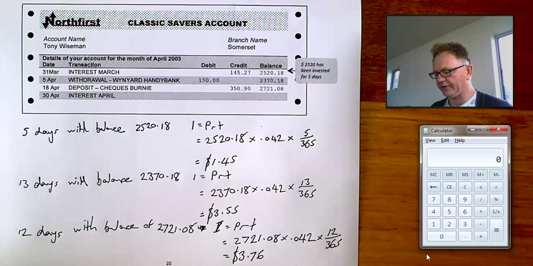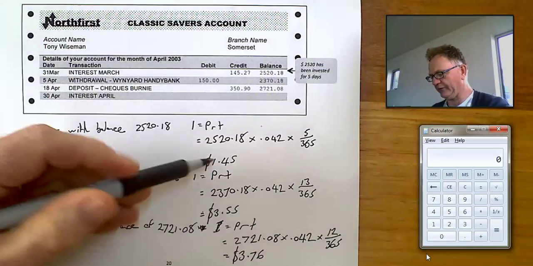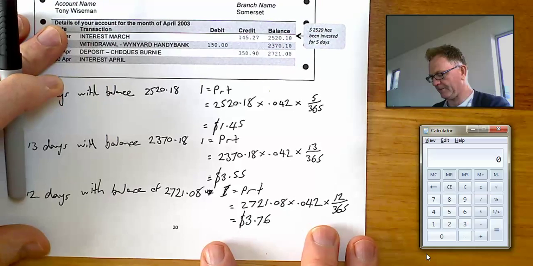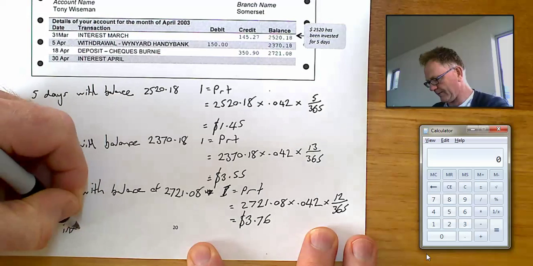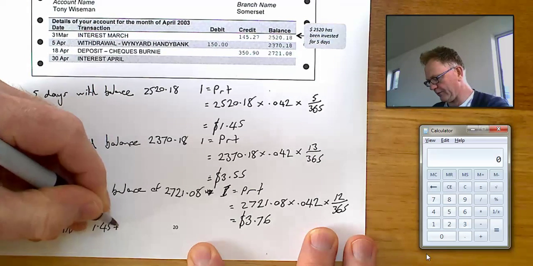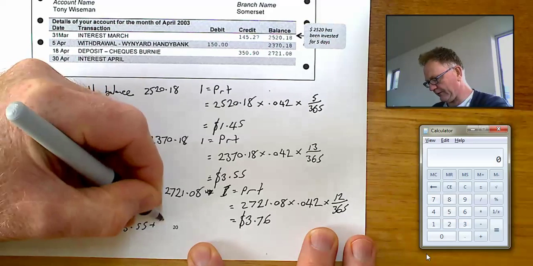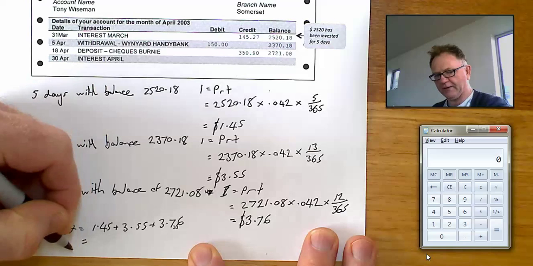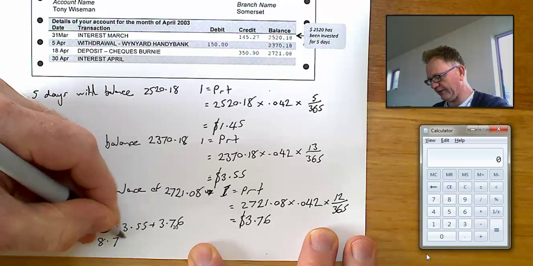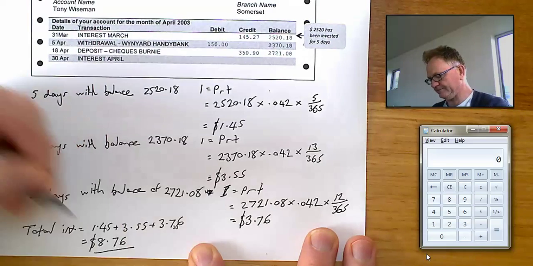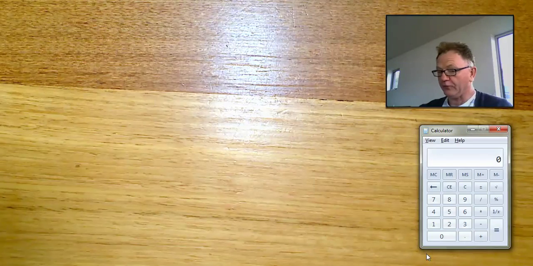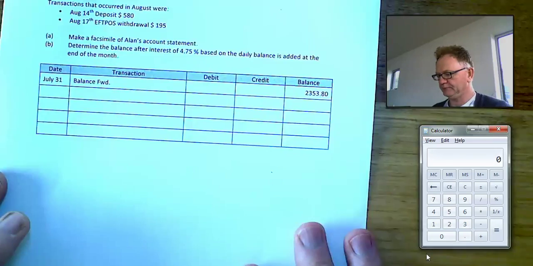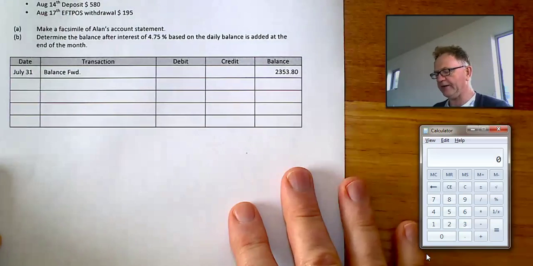Now the question asks us to work out the total interest for the month. And so what we have to do is simply add these three amounts together. Total interest: $1.45 plus $3.55 plus $3.76, and we'll get $8.76 interest. The last question on this over the page asks you to go for one more step, and it asks you to actually prepare the bank statement.